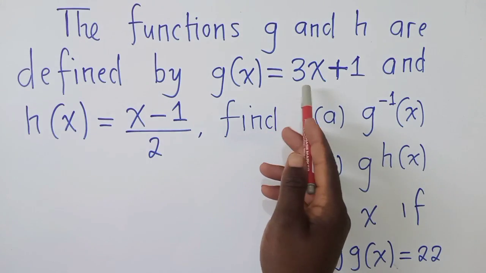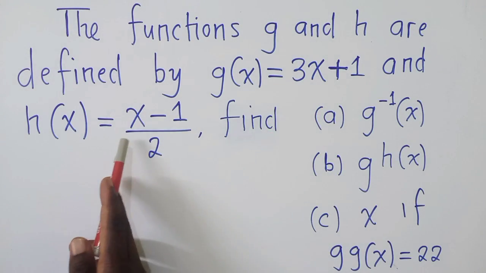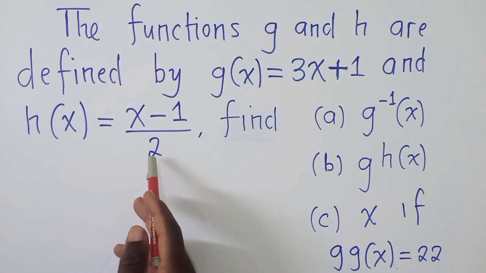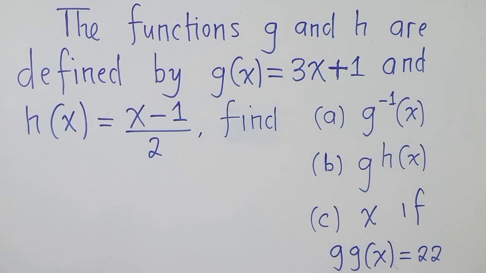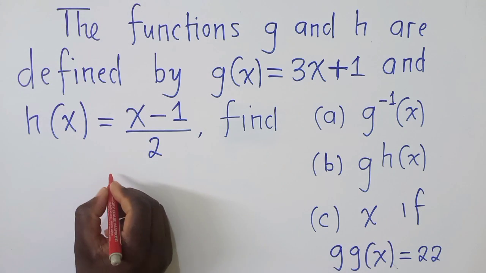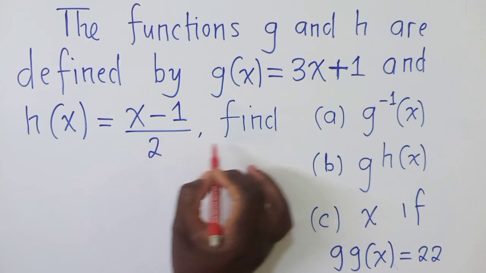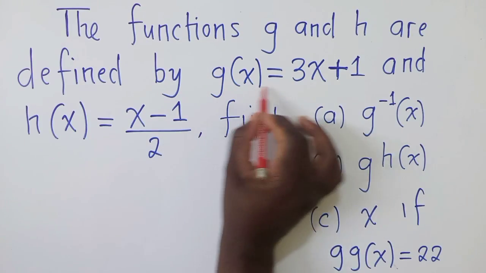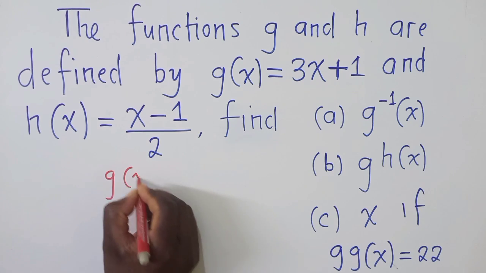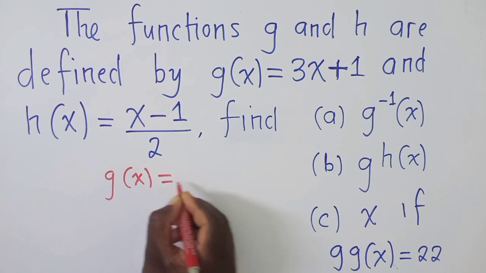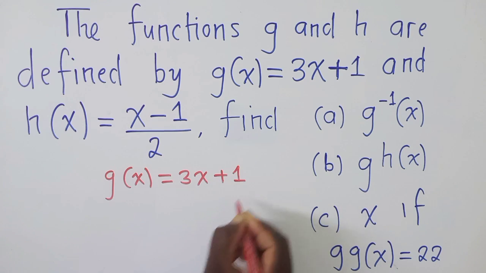g of x is equal to 3x plus 1 and h of x is equal to (x minus 1) over 2. Find g inverse of x. So for g inverse of x, we look at the two given functions and check the one which has g. It's right here. So get it. That is g of x is equal to 3x plus 1.